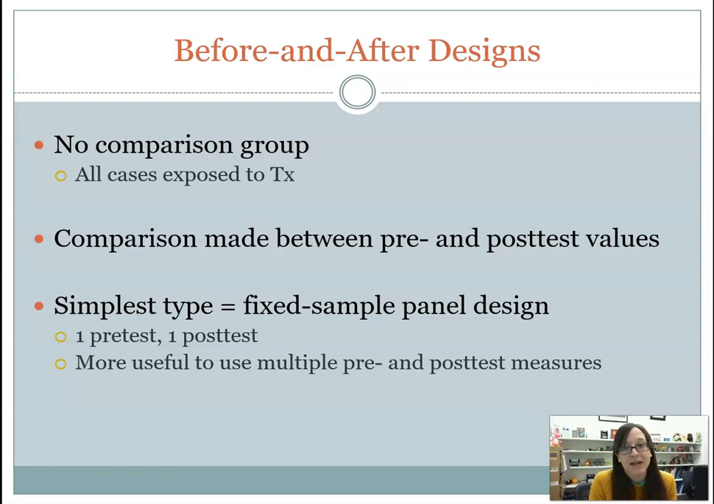But a before and after design could also be you have a group of people, you measure them on some relevant variable, whatever you think the treatment is going to affect, you give them the treatment, and then you measure and see if it made an effect on those people. So they're both before and after designs.